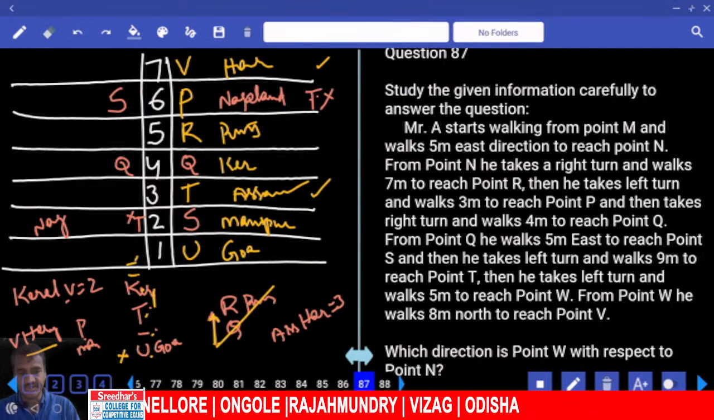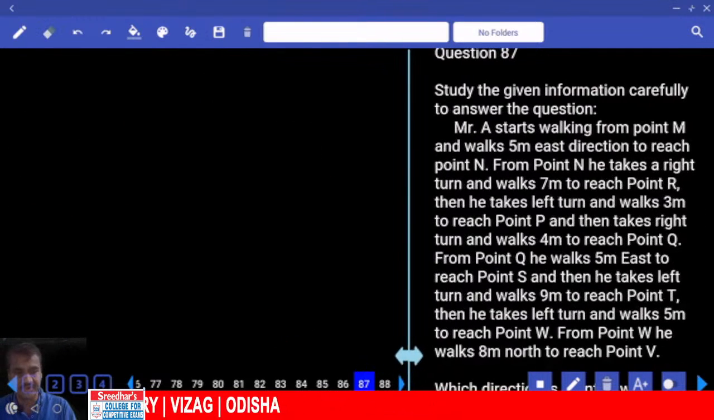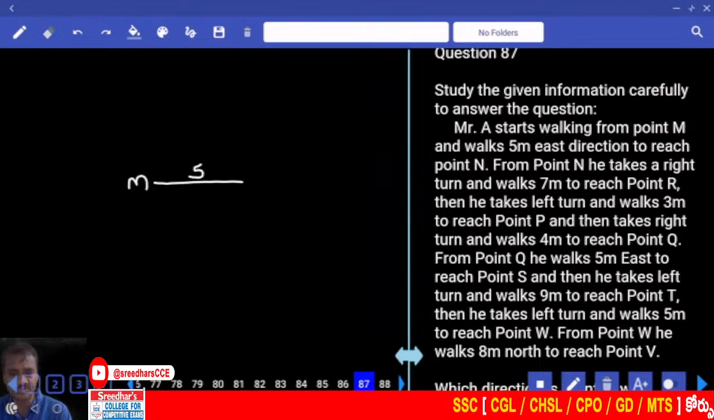Now in question number 87, Mr. A starts walking from point M. A started walking from where? From point M, and walks 5 meters towards east to reach point N.